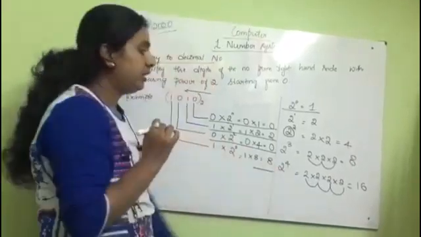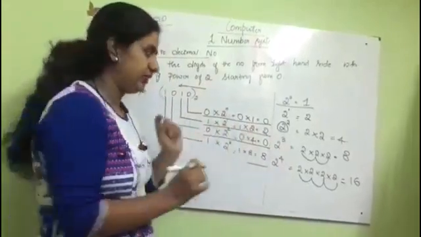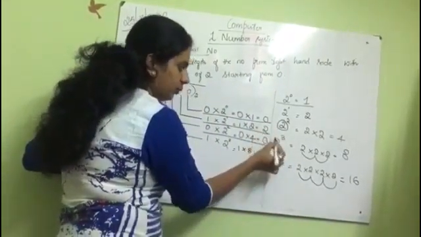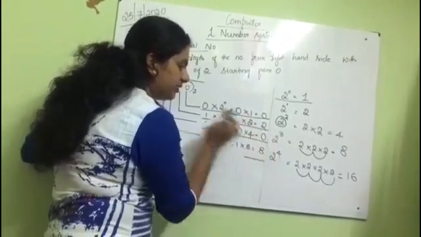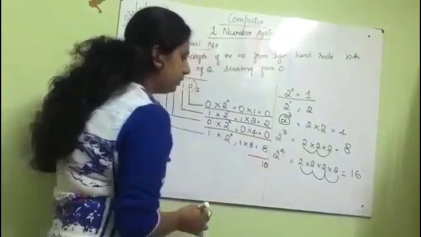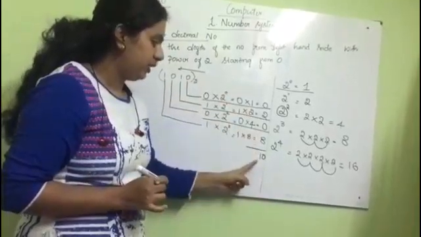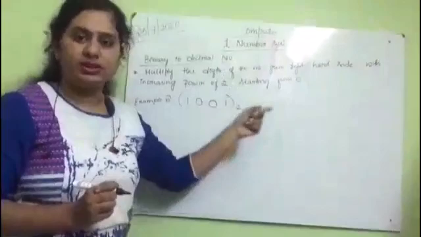After multiplying, we have to add the final values of each digit. 0 plus 2, it is 2. 2 plus 0, again it will be 2. 2 plus 8, 8 plus 2 is 10. So now the value of the given binary number in decimal is 10. This is the given binary number converted to the decimal number.